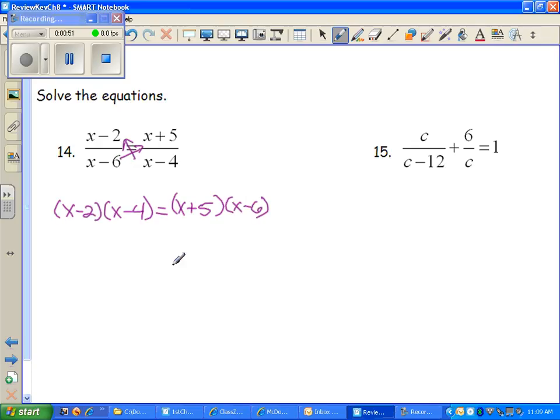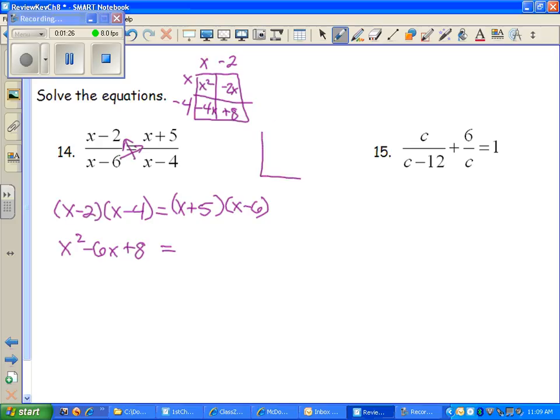Now you can either use the FOIL method, you can use the box method to multiply these, whichever method suits you best. I'm going to use the box method. I'm going to put x minus 2, this is for the left side, and then x minus 4. And here we'll have x squared minus 2x minus 4x plus 8. And remember that this diagonal here will always combine, so the left side is going to be x squared minus 6x plus 8.